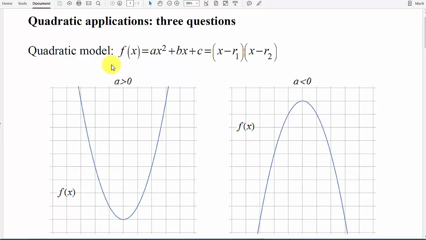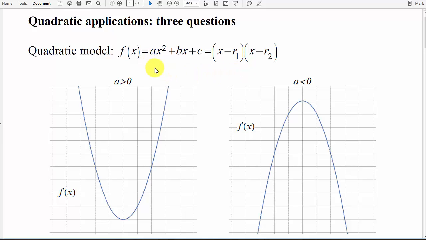You might remember that a quadratic function is of the form f of x equals ax squared plus bx plus c. That's the expanded form of a quadratic function. You can also say the same thing in another form, which we call the factored form: x minus r sub 1 quantity times the quantity x minus r sub 2. R sub 1 and r sub 2 are the roots in that case, and that factored form works even if the roots are complex.